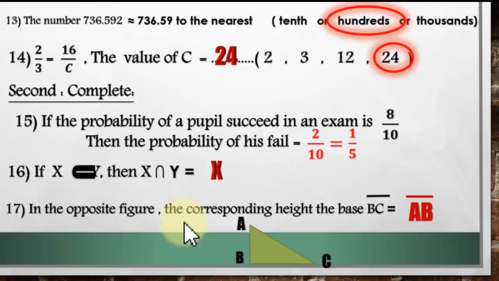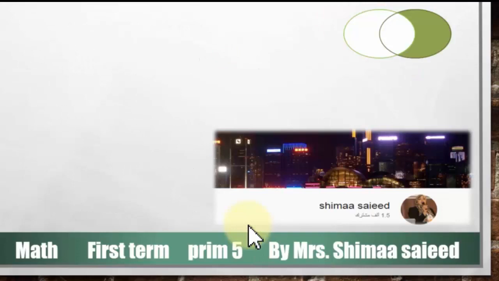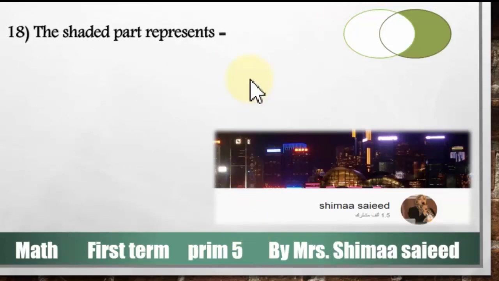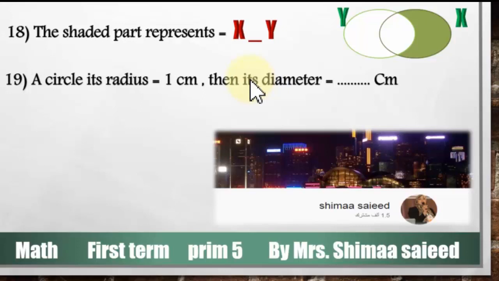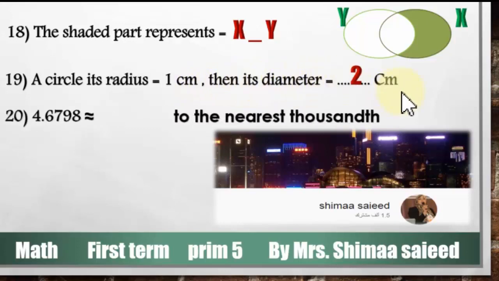In the opposite figure, the corresponding height to the base BC is AP. Now the shaded part represents y difference x or x difference y? Excellent, x difference y. A circle its radius is 1 centimeter, then its diameter is 2 centimeters.